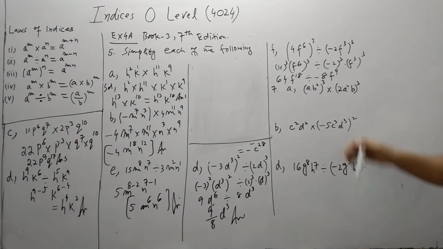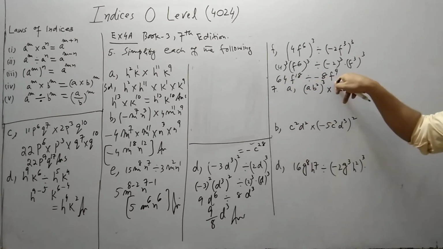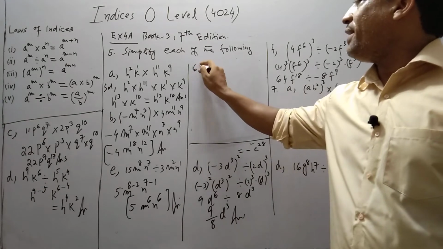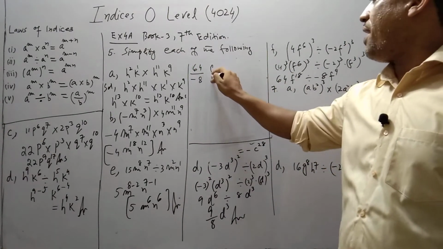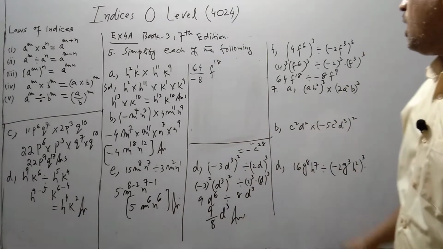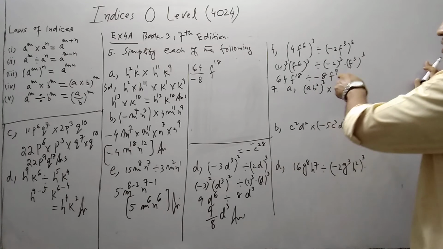Now see the remaining part. This is 64 divided by minus 8. So what you have to write? 64 divided by minus 8. And this is F18. Apply the second law. This is F18 divided by F9.